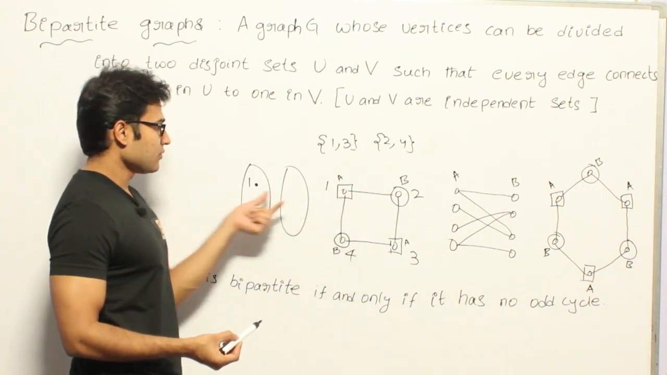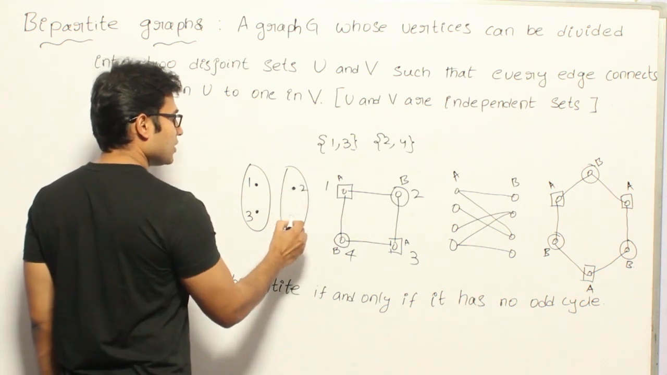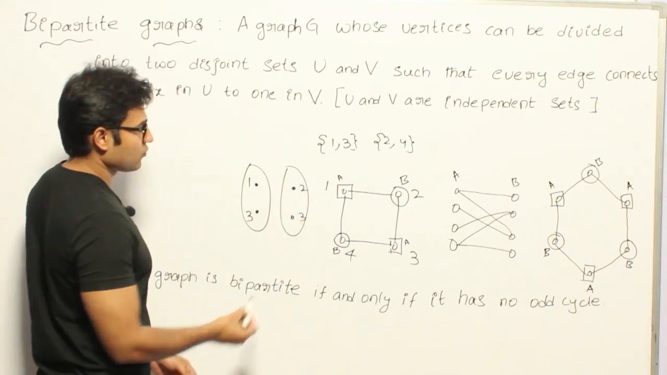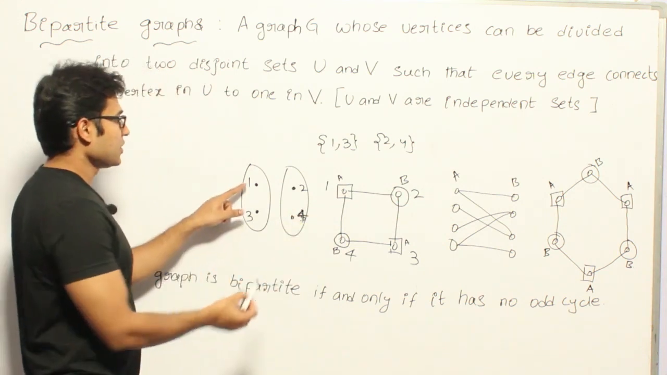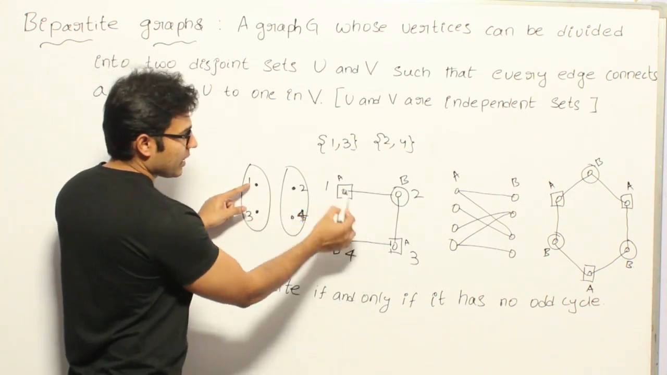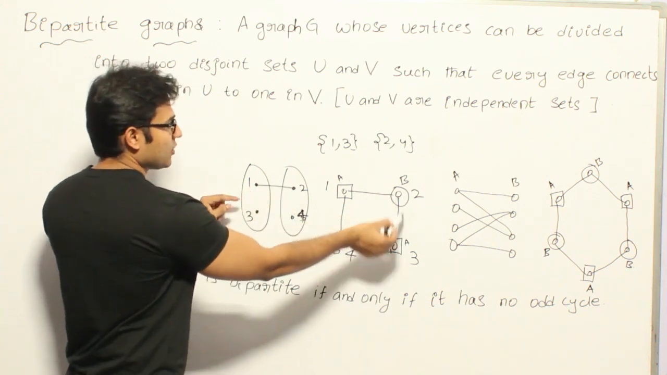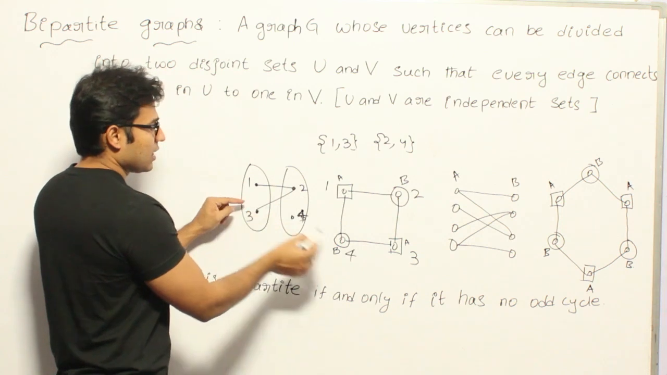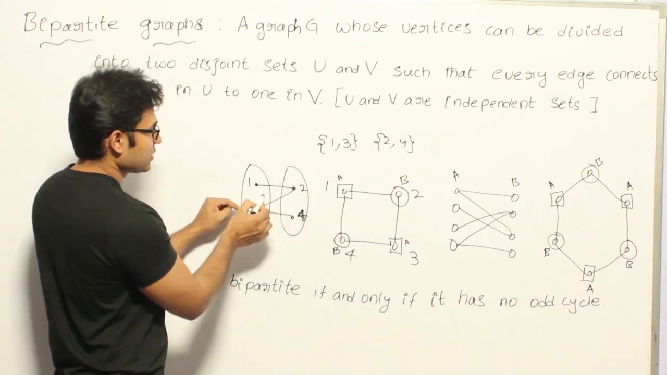Since these two are present in one set, I am putting them on one side, and the other ones, let us say 2 and 4, I am putting on the other side, right? Now if you observe this, between 1 and 2 there is an edge. Similarly, between 2 and 3 there is an edge, and between 3 and 4 there is an edge, and between 1 and 4 there is an edge, right?